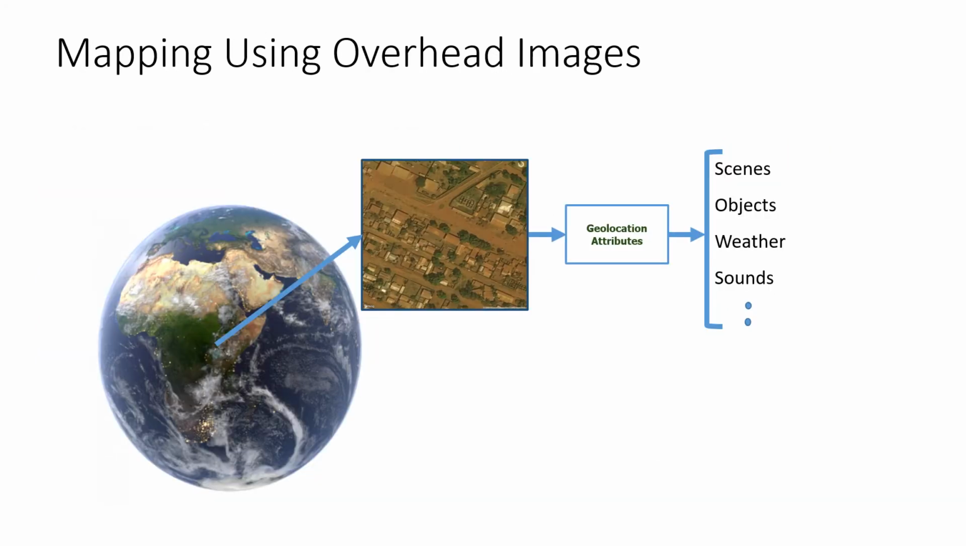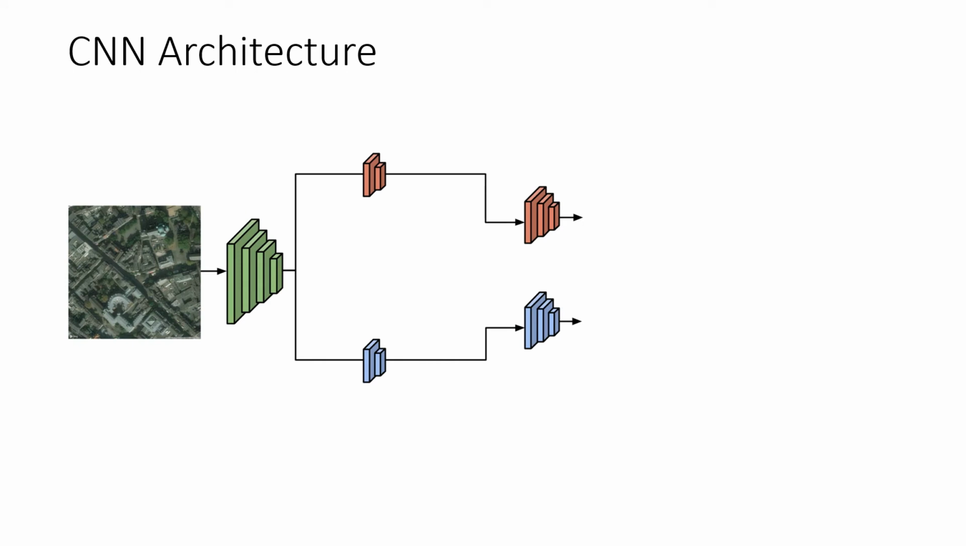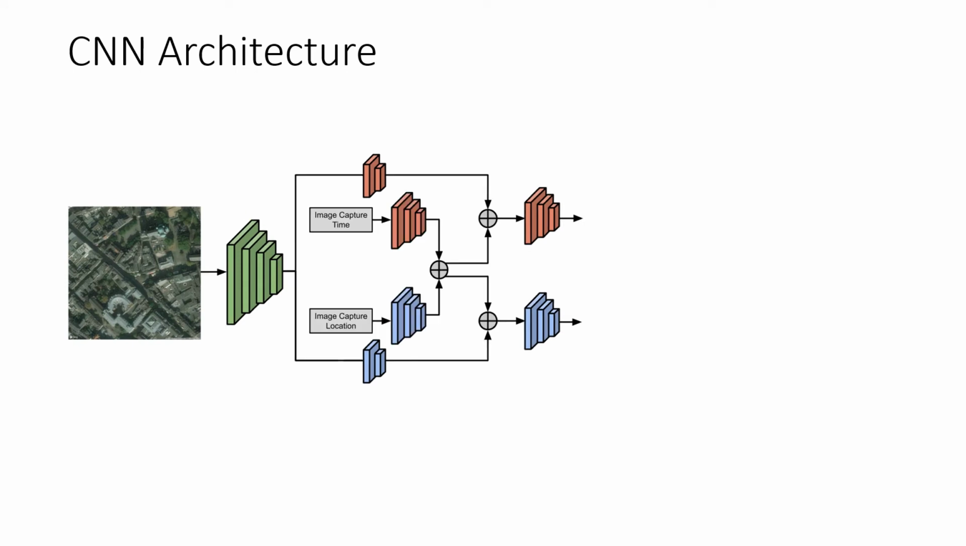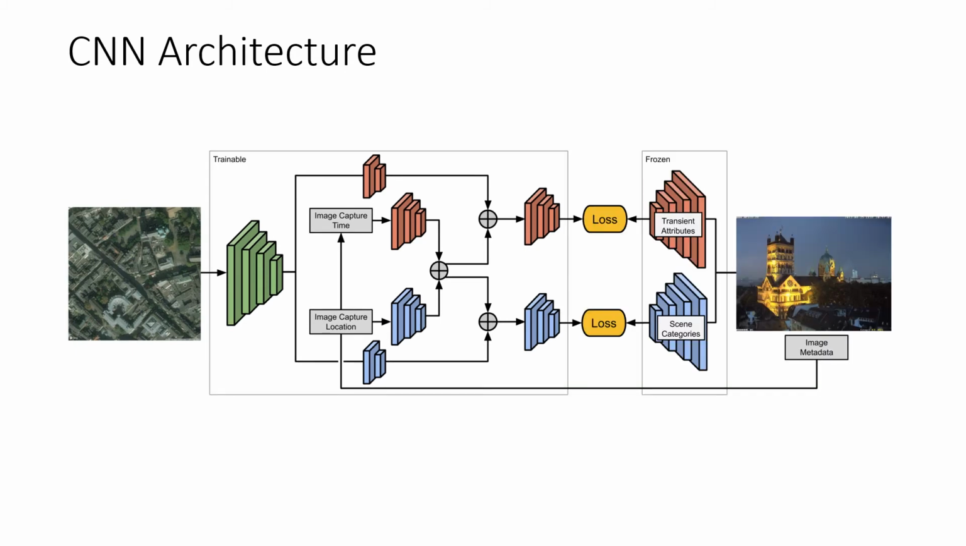Instead, we explore using dense overhead images for generating a dynamic map of visual attributes. We propose a general CNN architecture that operates on satellite imagery, conditioned on location and time, to estimate the visual attributes extracted from ground-level images.